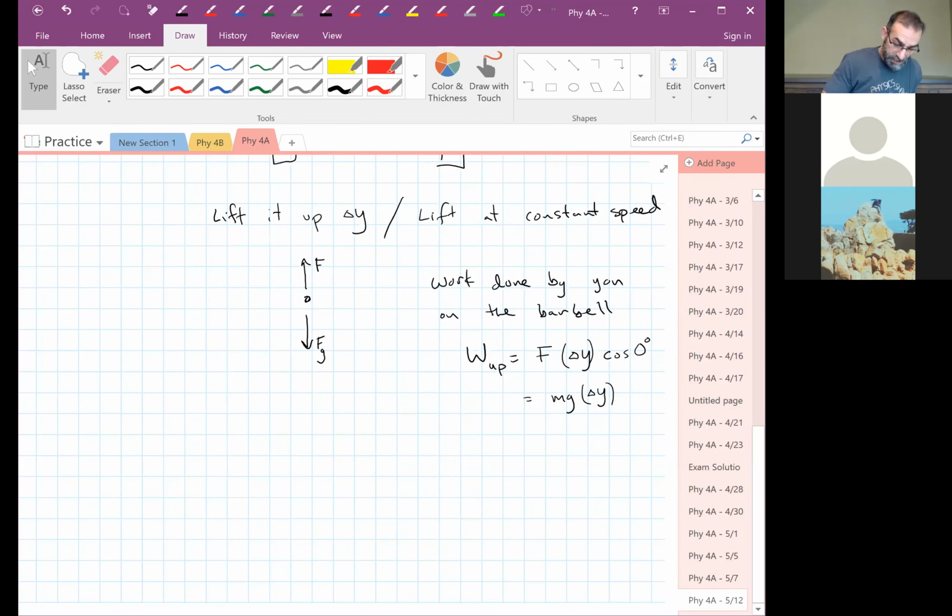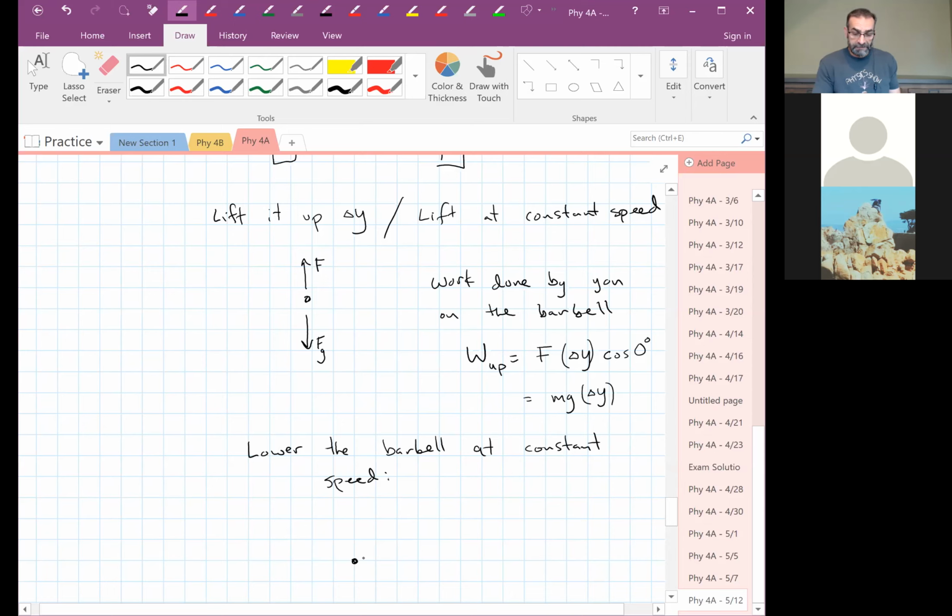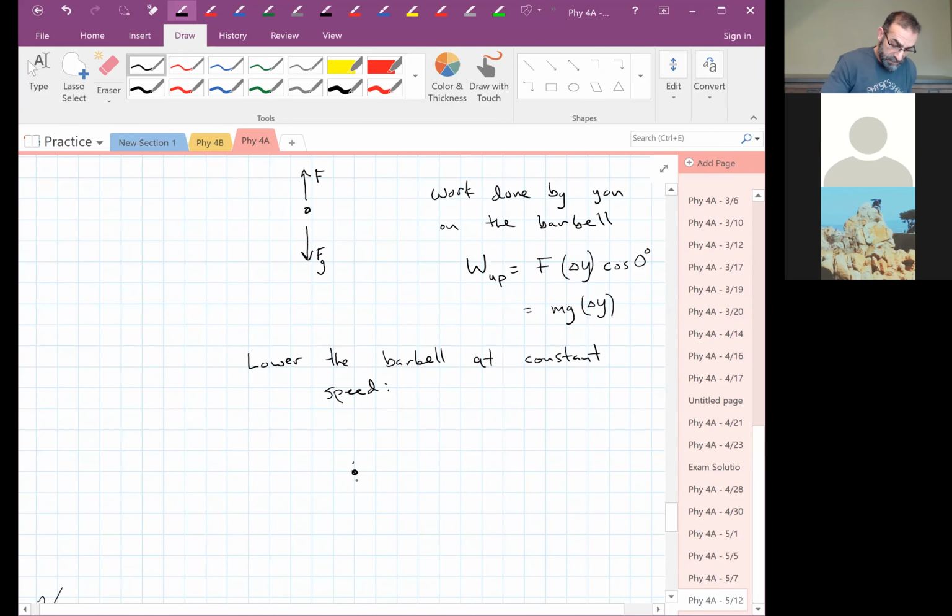Now you're going to lower the barbell, right? Okay, free body diagram, what does it look like? It looks exactly the same, right? Gravity is pulling it down, but it's coming down at constant speed because you're pushing up on it, right? So the work done on the way down is F times delta y times what?